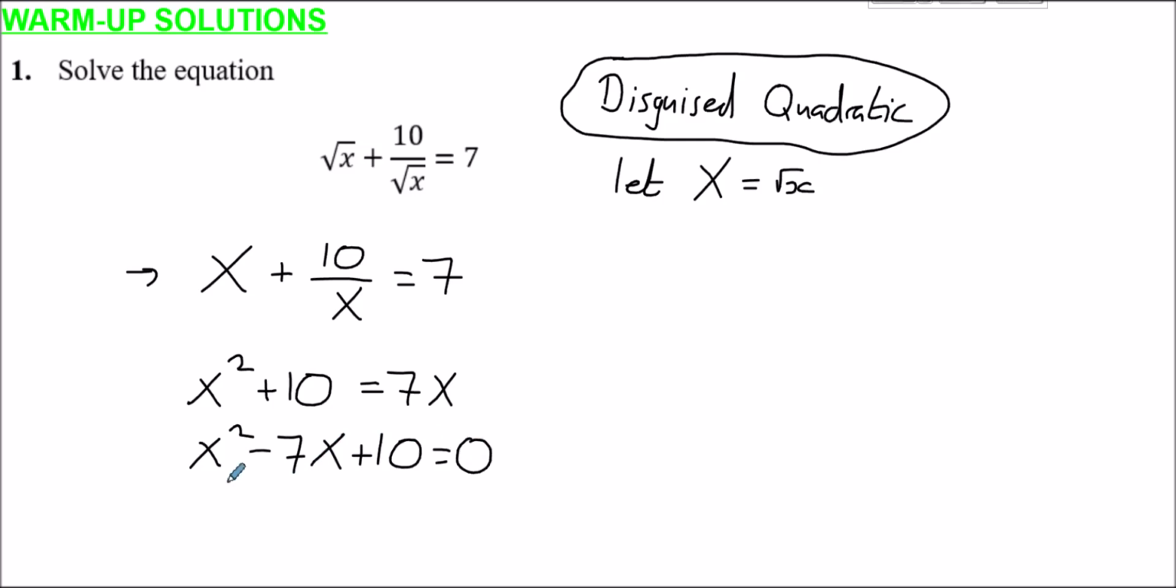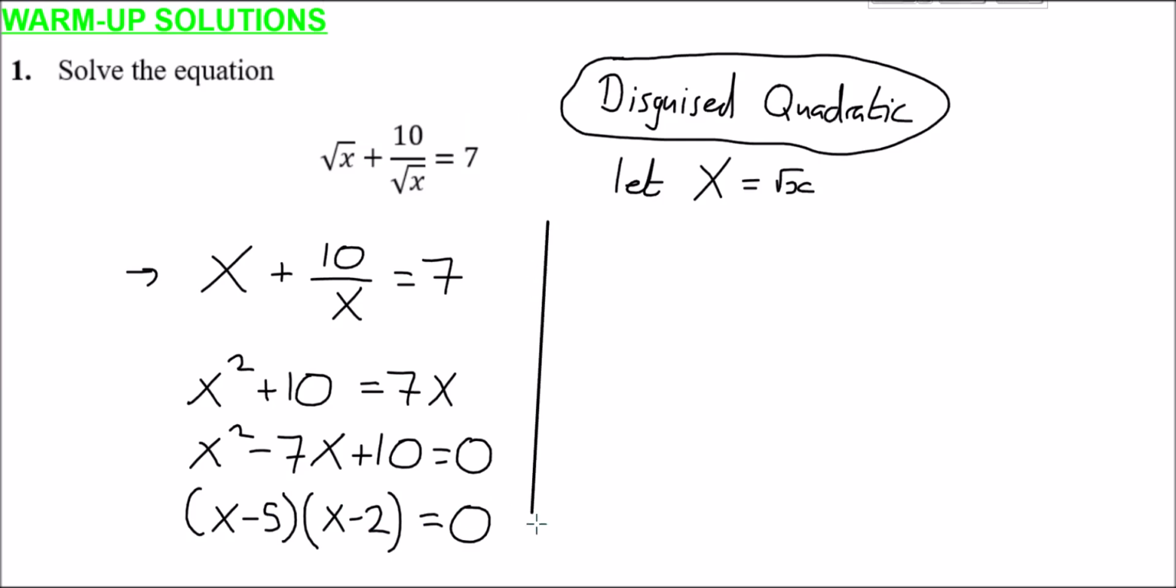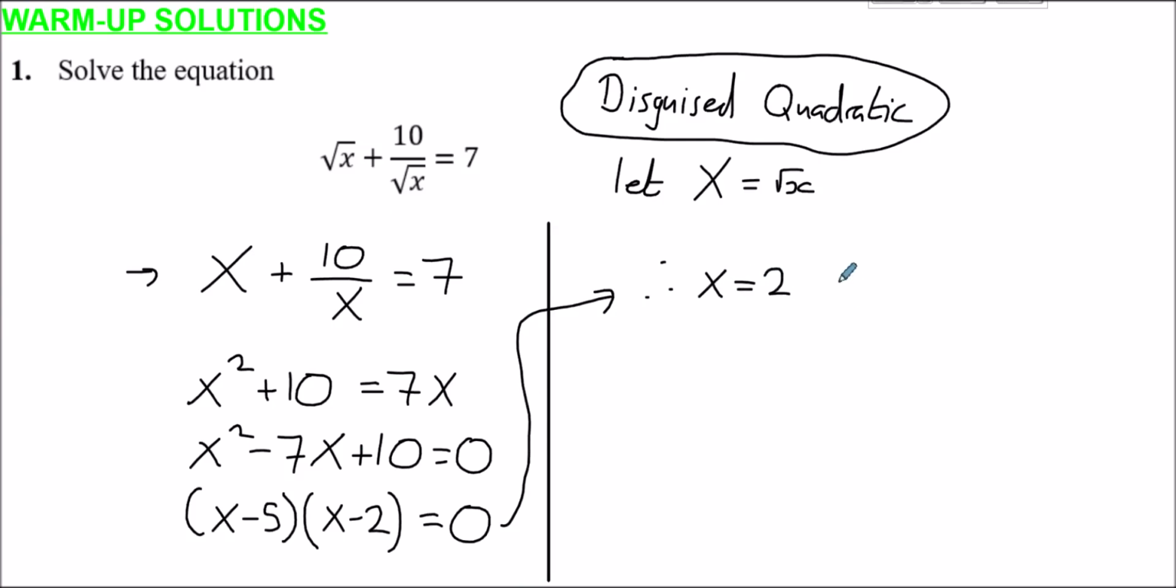And now this will quite obviously factorise into (X minus 5)(X minus 2) equals 0. We can now solve this for big X. So this equation is going to be solved when either bracket is equal to 0. And so therefore what we can say now is either big X is going to be 2 or big X is going to equal 5.